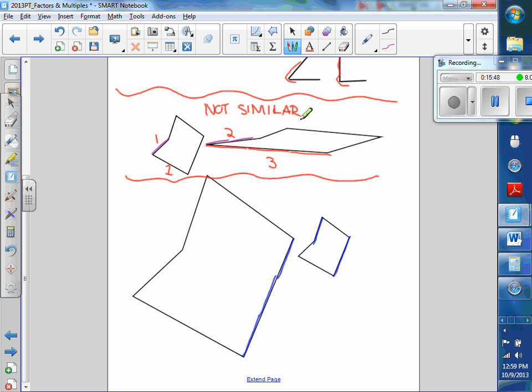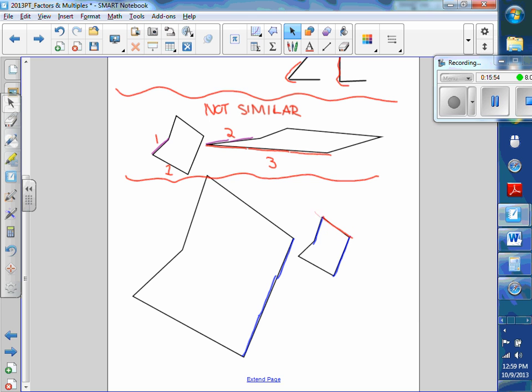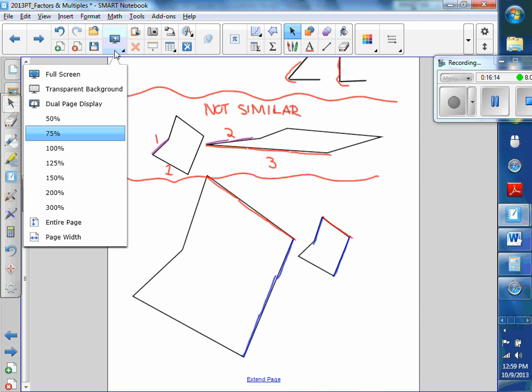So if I do this one right here, if I clone this one, it should take about 3 of these. So it has to be the same ratio everywhere. So do you get that? If a figure's similar, 2 things have to happen. Angles are the same, sides are proportional. The corresponding angles are the same, the corresponding sides are proportional.